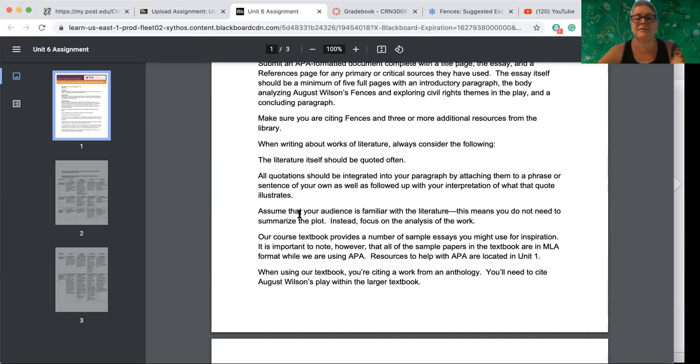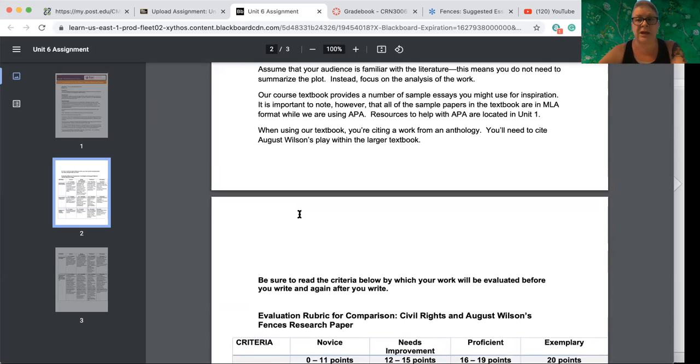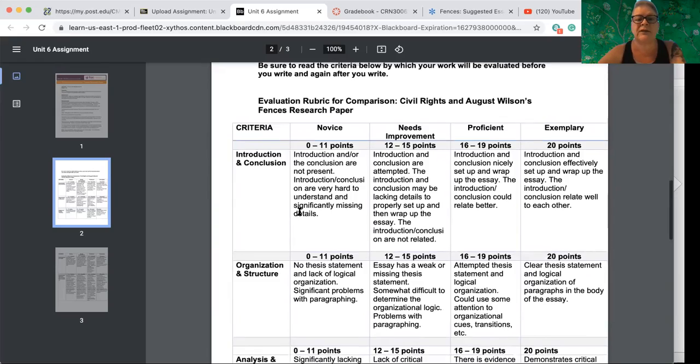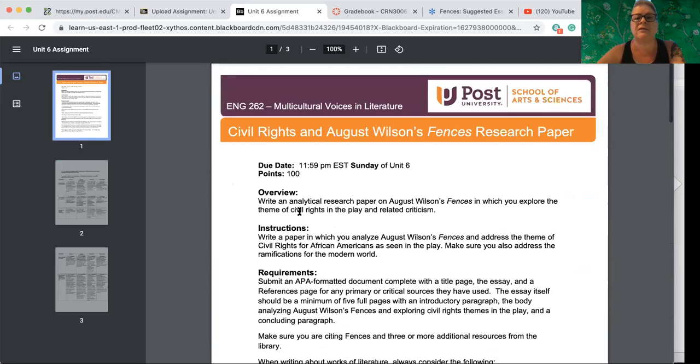You've also got some sample essays in the textbook. Now, one thing to keep in mind about the sample essays in our textbook is that they are in MLA format, so they will look different from yours. We always use APA at Post. When you're citing the textbook, you're not just citing the textbook, you're citing August Wilson's play. So you're going to use the work from an anthology as far as how you cite that source. And we've had samples of that in previous units, so feel free to check those out. As usual, of course, you have your rubric so that you know how your grade is being determined.